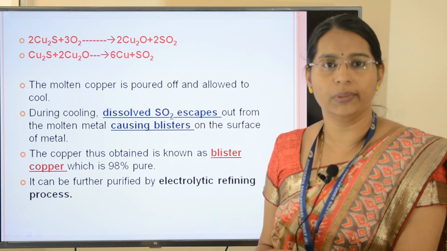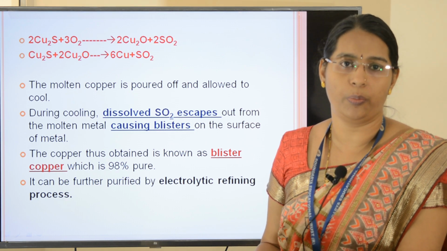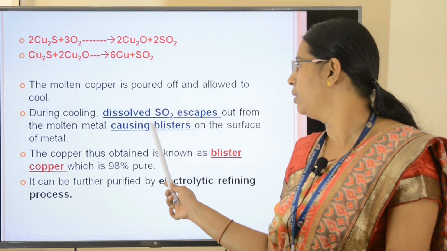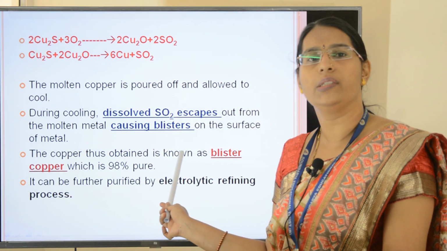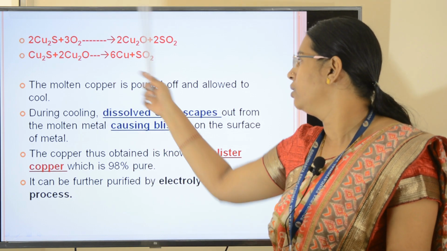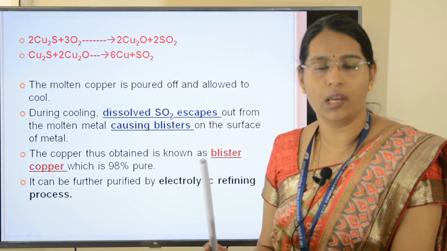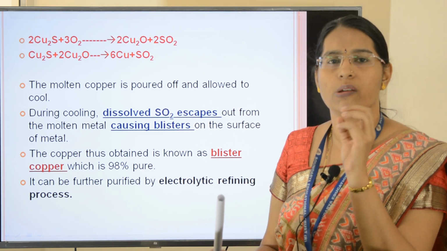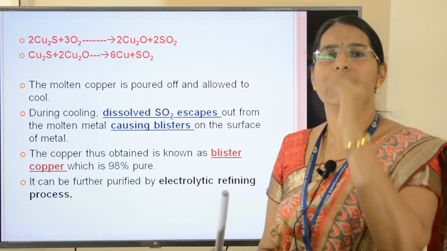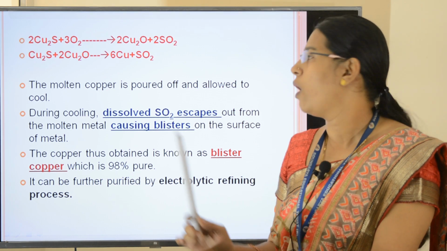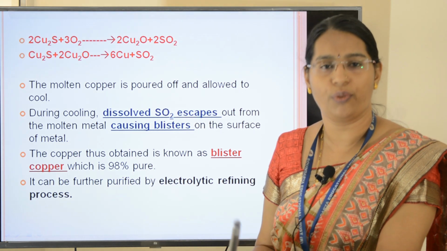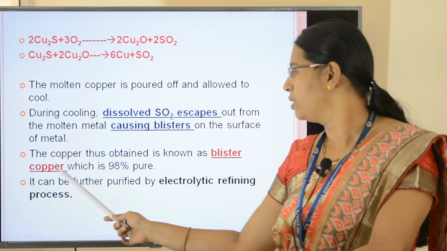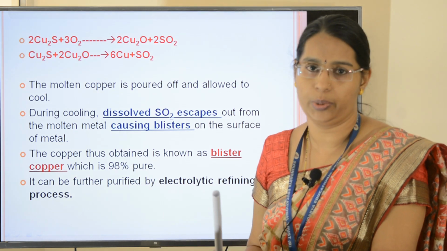So in the exam, they may ask what is blister copper or why it is named so. Blister copper is nothing but the copper which is obtained after the Bessemerization process, which consists of dissolved sulfur dioxide gas. This dissolved sulfur dioxide gas, when it escapes out of the container, causes some blisters on the surface of copper. Hence, the copper is also known as blister copper. This is about 98% pure copper.